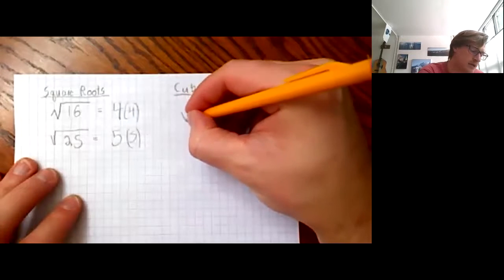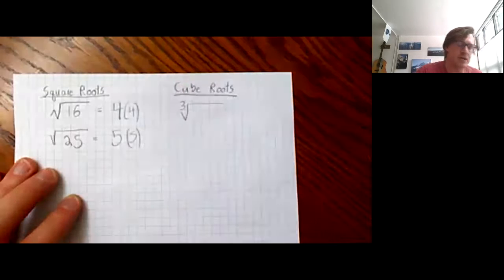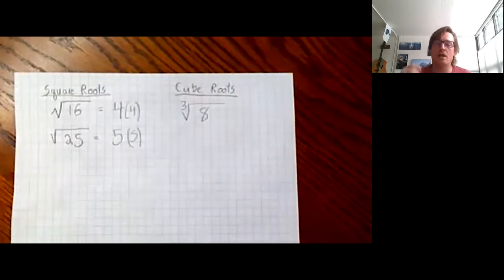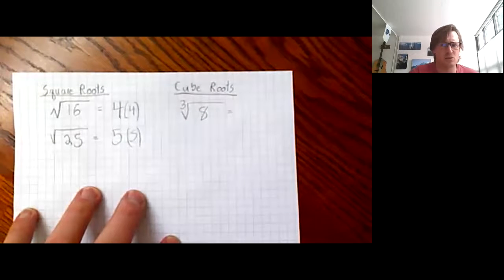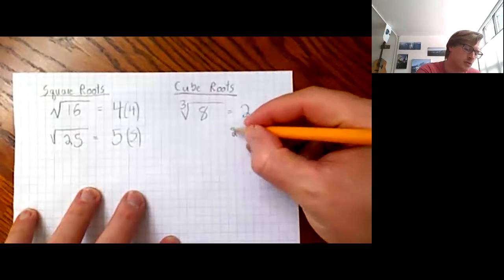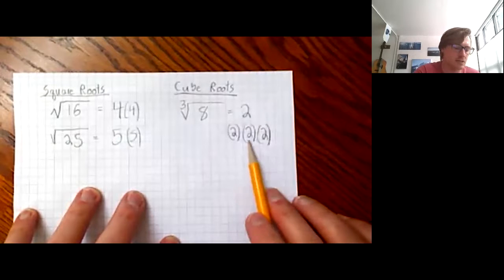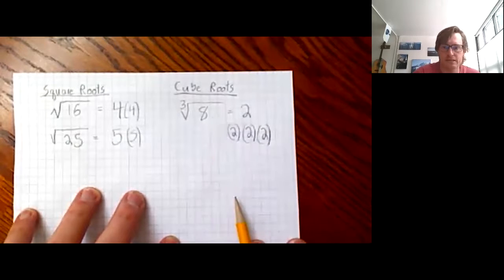The symbol that represents that looks very similar to square roots, only this time it's going to have a 3 next to it. So that tells you that it's a cube root because I'm looking for a number multiplied by itself 3 times in this example to get to 8. So what number multiplied by itself 3 times is equal to 8? Well, could it be 1? 1 times 1 times 1 just equals 1. How about 2? Does 2 times 2 times 2 equal 8? Yes, it does. 2 times 2 is 4, times 2 is 8.